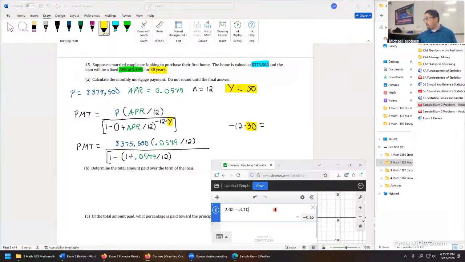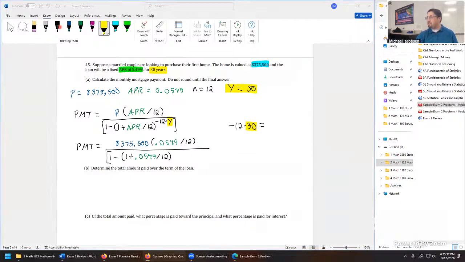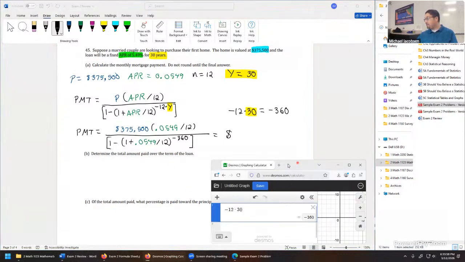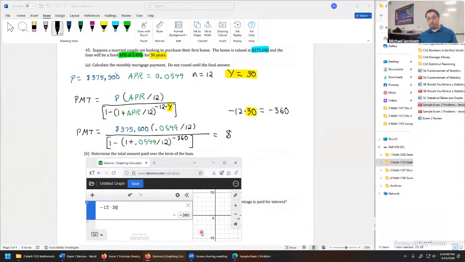The exponent is going to be negative 360 altogether. So that's kind of an interesting round number. Negative 360 goes up here in the exponent position. Negative 360 for the exponent. So putting all of that together, and again, going very, very carefully in the calculator, we'll see what we get. Let me know if you're getting anything different.